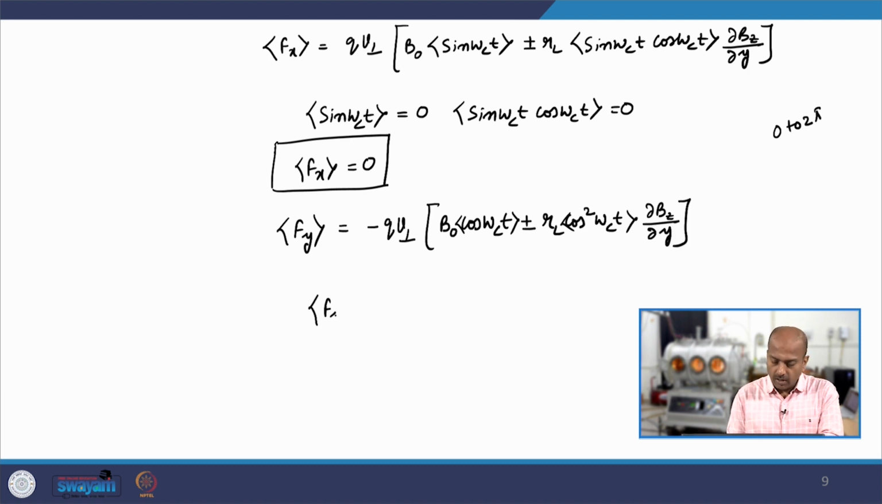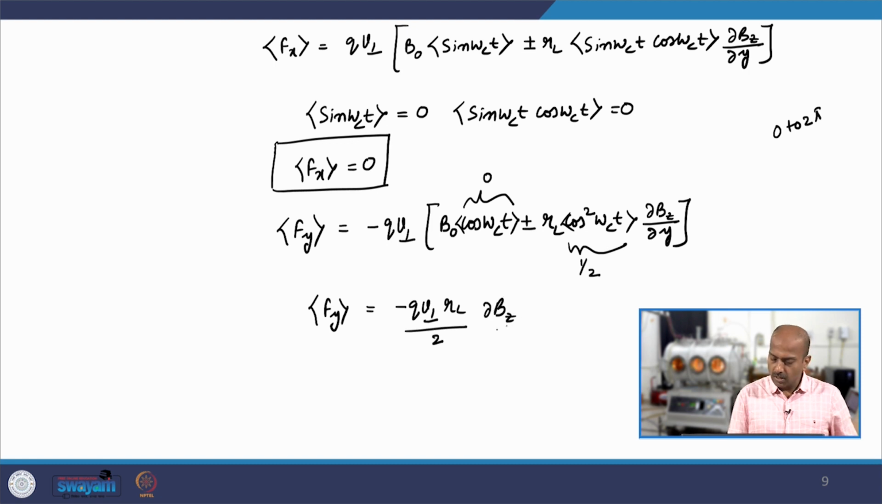So, the average of cos omega ct is 0 and the average of cos square omega ct is half. So, Fy average is equal to minus q v perpendicular RL by 2 dou Bz by dou y, and Fz is anyway 0. So, what have we realized?